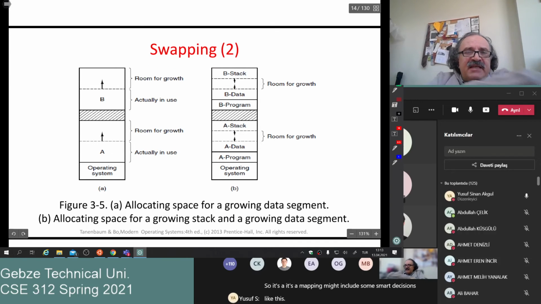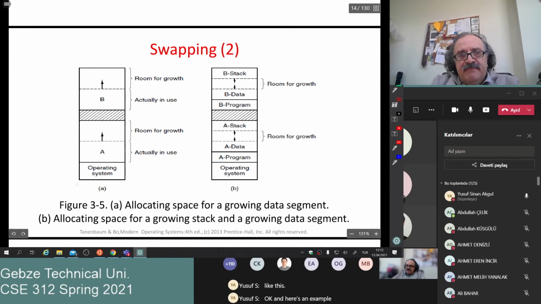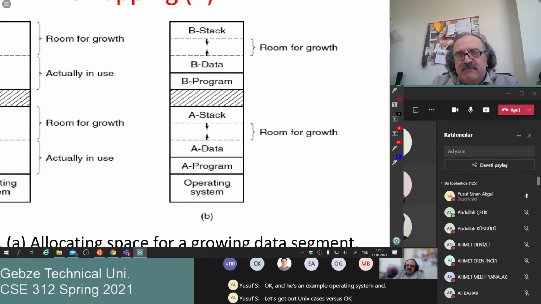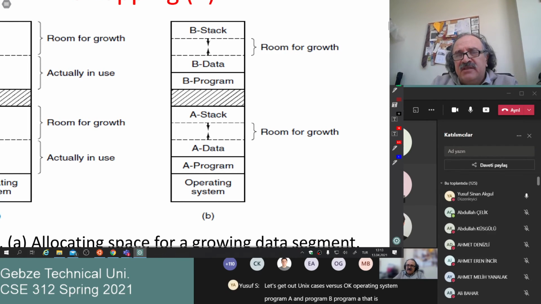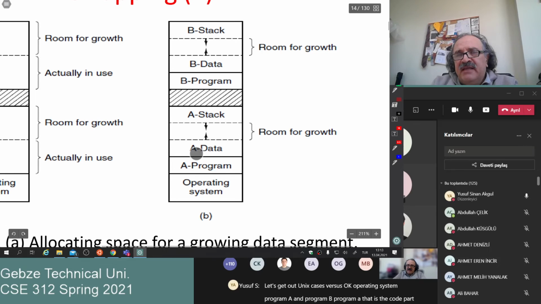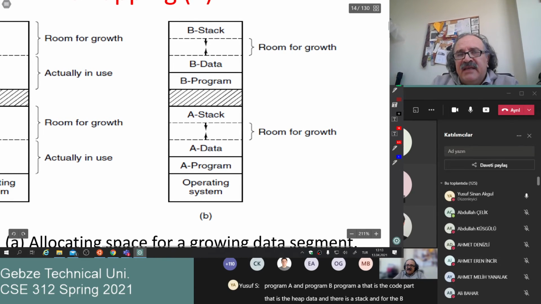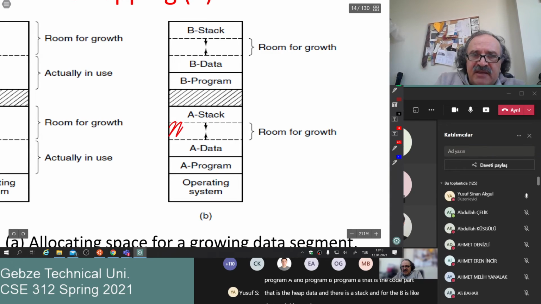Here's an example, and let's look at our Unix cases first. Operating system, program A and program B. Program A has the code part, the heap data, and the stack. And for B, it's like that. And this part here, at the beginning, is not used.